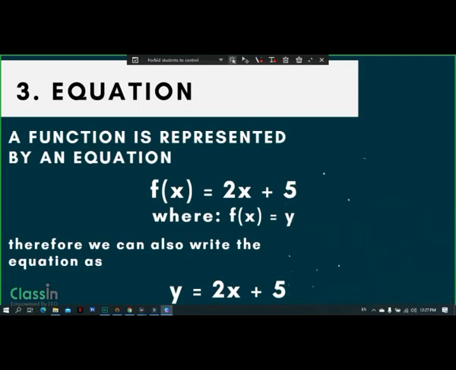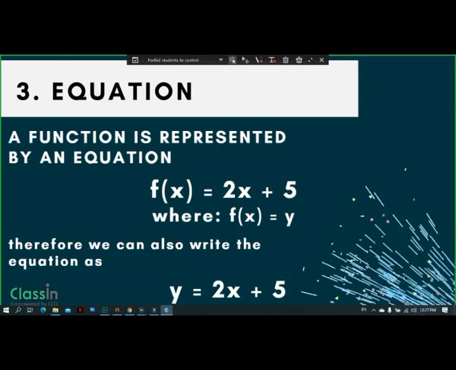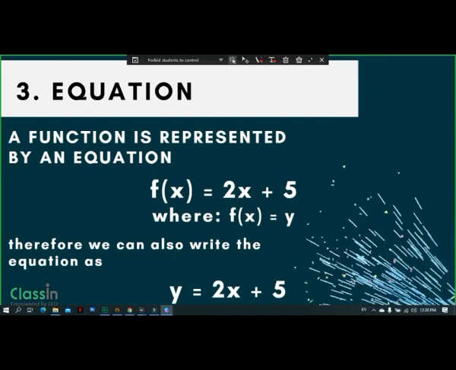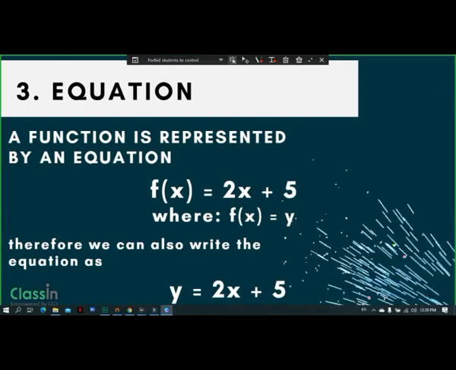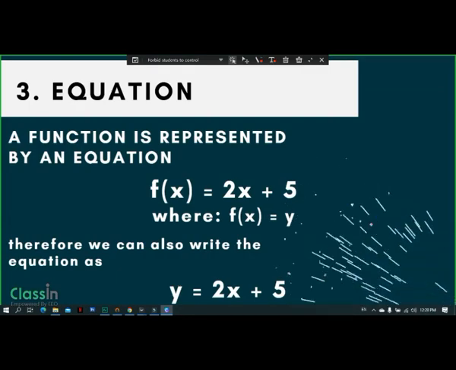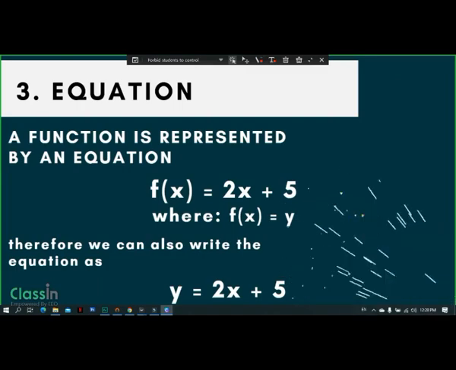Kasi baka malito po kayo, sir, kala ko po ba pag function, x at y yung pinag-uusapan natin, but po may f of x na kayo dyan. So, pwede po natin din siyang isulat as y is equal to 2x plus 5 since f of x nga po ay y din po siya. So, kaya lang po nagagawa natin yon function kasi the function of x is equal to 2x plus 5.